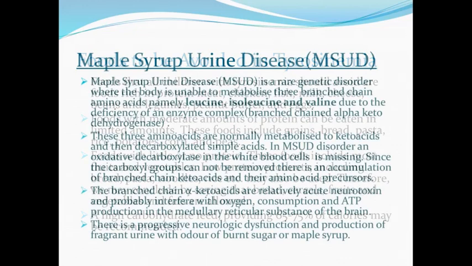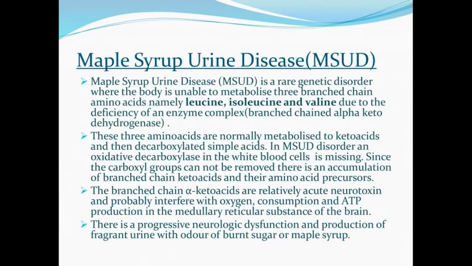Okay, so the next inborn error of metabolism we are going to discuss is maple syrup urine disease, or MSUD. Maple syrup urine disease is a rare genetic disorder where the body is unable to metabolize 3 branched-chain amino acids, leucine, isoleucine and valine, due to the deficiency of an enzyme complex, branched-chain alpha-ketoacid dehydrogenase. Okay, they lack this enzyme and hence they are not able to metabolize the branched-chain amino acids.